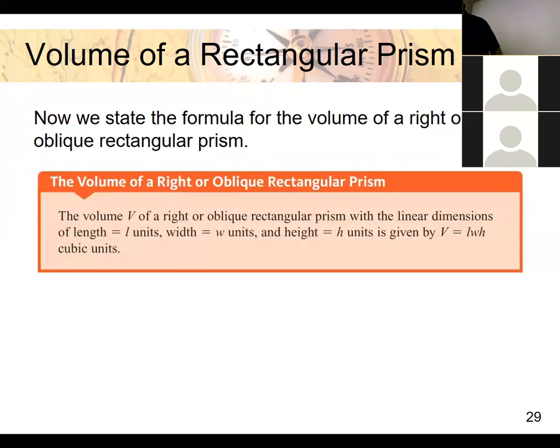So in this orange box is the volume of a right or oblique rectangular prism with linear dimensions of length L units, width W units, and height H units. That's given by this: V is equal to L times W times H, cubic units. Keep in mind volume is always in cubic units.